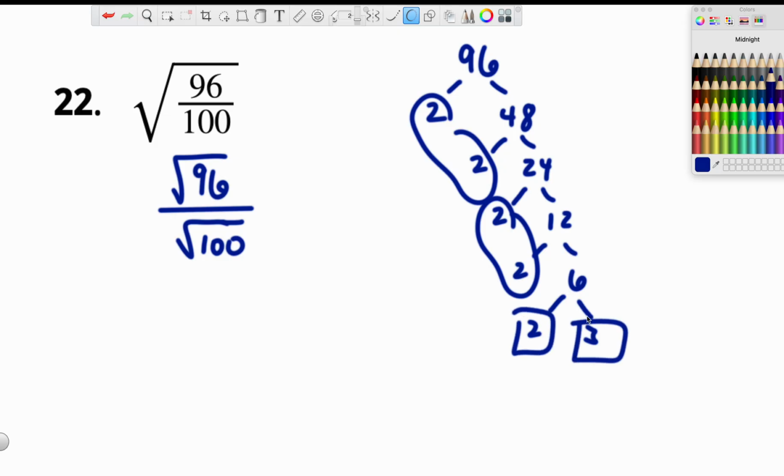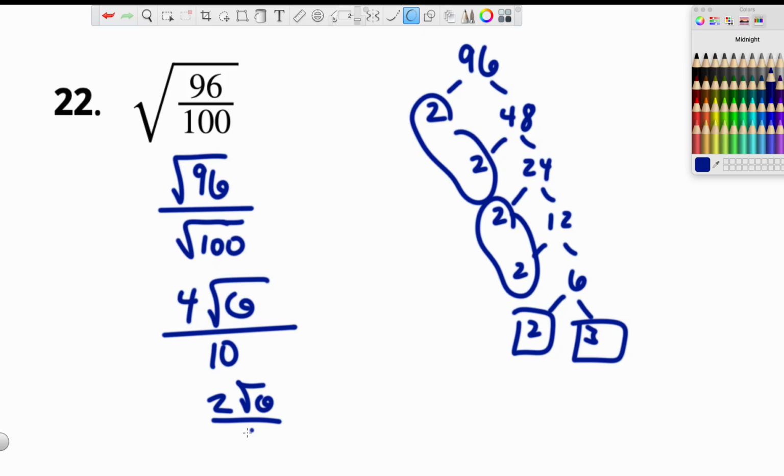Okay, I got some odd factors here that don't pair up. So two 2's come out, so that means I got 4, and a 2 and a 2 inside gives me 6. Remember, that's multiply. And I've got 10 on the denominator. Square root of 100 is 10. 4/10 simplifies, so I can take a 2 out. So it's going to be 2 root 6 over 5.